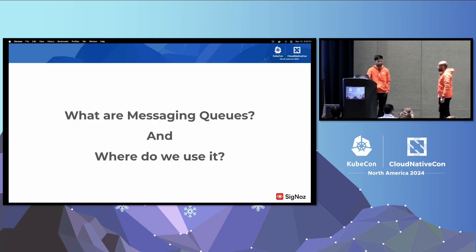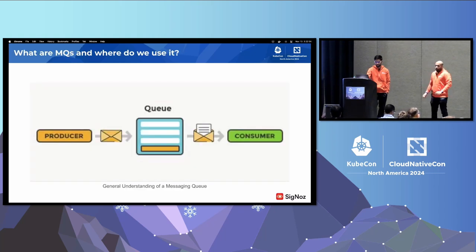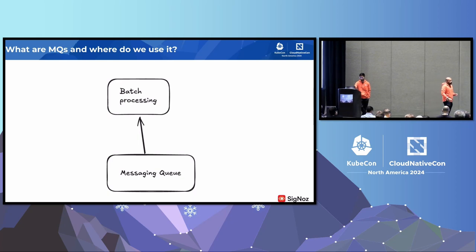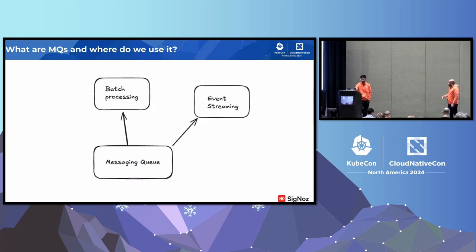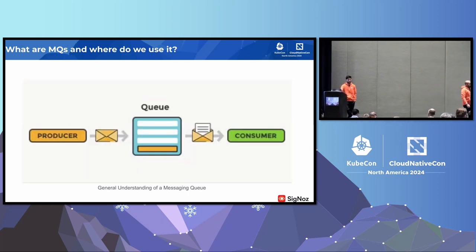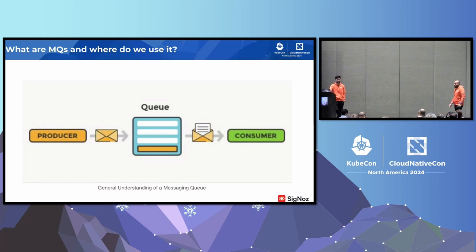So let's start with what are messaging queues and where do we use it. A general architecture of a messaging queue looks like this. We have a producer or multiple producers, and we have consumers or multiple consumers. And in between that, we have a queue. So what is the producer doing here? The producer is doing nothing but sending in messages for the consumer to consume. But right now, the consumer is probably not ready to consume these messages. So there is a queue which stores all these messages so that once the consumer is ready to process these messages, the consumer can take a message from the queue and process it.